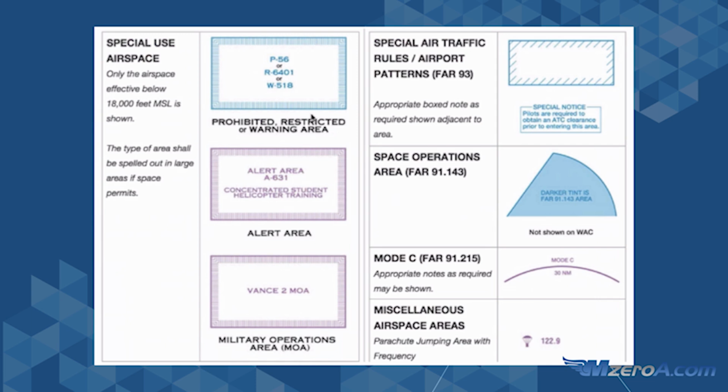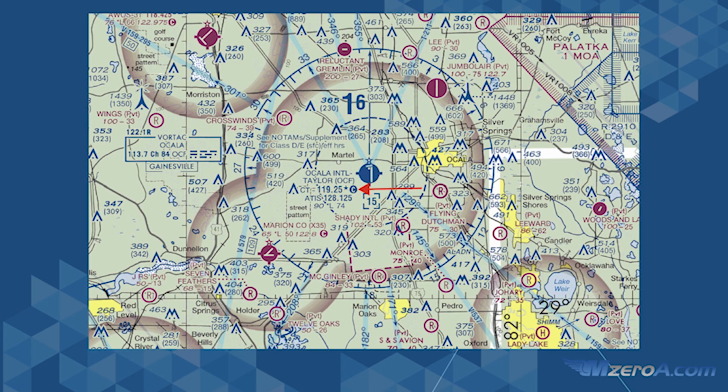Now that we're aware of the symbology, let's take a look at an actual sectional chart and practice decoding the information. We're heading to the Ocala Airport where I do a lot of flying. Ocala International Taylor Field. Then the 3-letter identifier, OCF. By looking at the sectional chart, we can see that the Ocala Airport is Class D airspace. Class D airspace has a control tower. We know that because it's depicted in blue. We can also read the control tower frequency as 119.25. The star next to that tells us the tower is part-time.